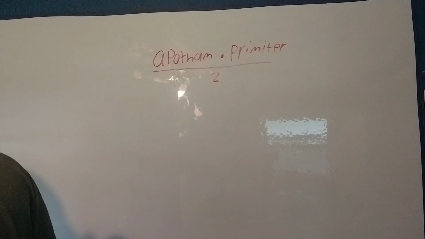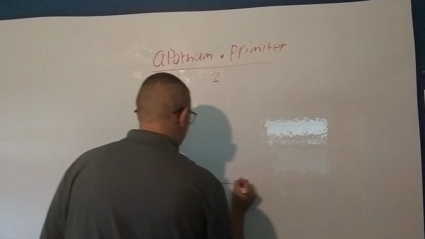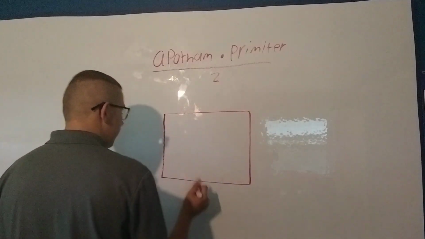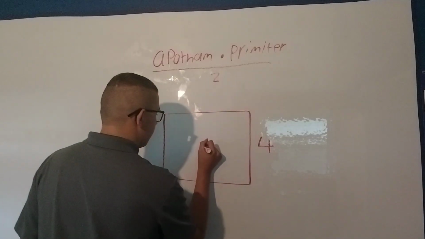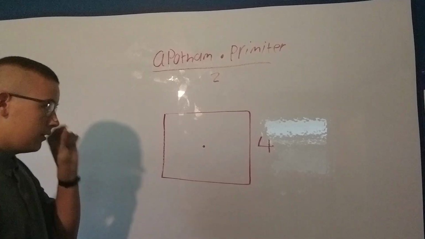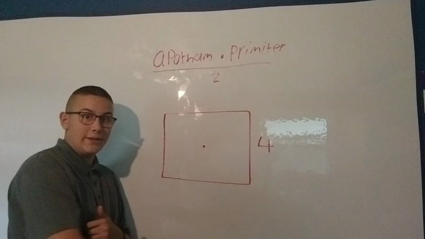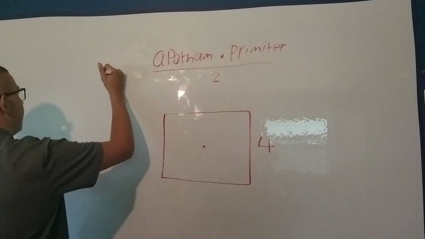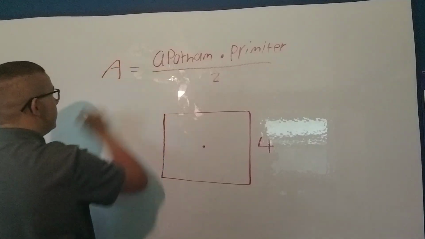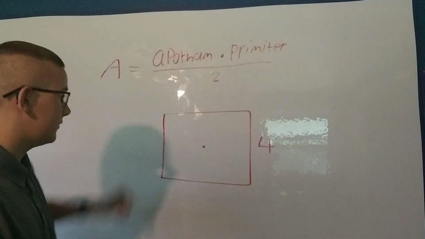So let's test this with a shape we already know the area of. Right? So if I do a square here, and I say this is 4 units, right? 4 units. Well, we can just look and go, this is 4, this is 4. We do base times height, 4 times 4, we get 16 is the area. But let's, I should put area equals.